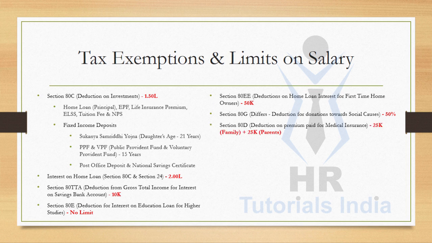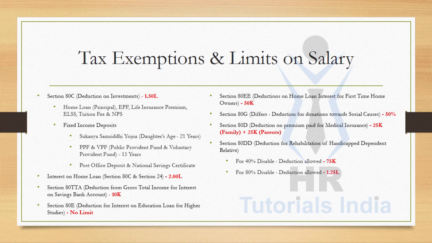Section 80D, deduction on premium paid for medical insurance, and the limitation is 25,000 for family and an extra 25,000 for parents. Section 80DD, deduction for rehabilitation of handicapped dependent relative, and the condition is 40% disabled, deduction allowed is up to 75,000. 80% disabled, deduction allowed is up to 1,25,000.